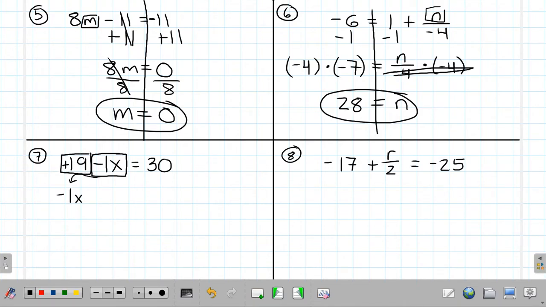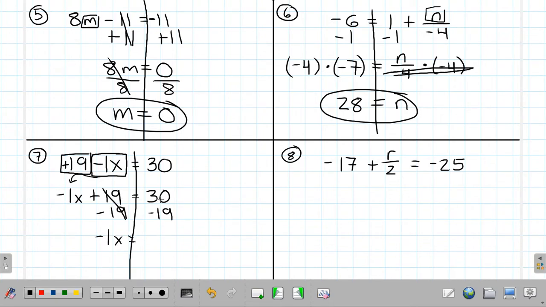There's a positive 19, so negative 1x plus 19. And now this looks like number 5 here, or number 1 or 2 that we did earlier, where what are we doing to x? We're multiplying it times -1, then adding 19. So that means I need to subtract 19. I guess I should draw my line here.